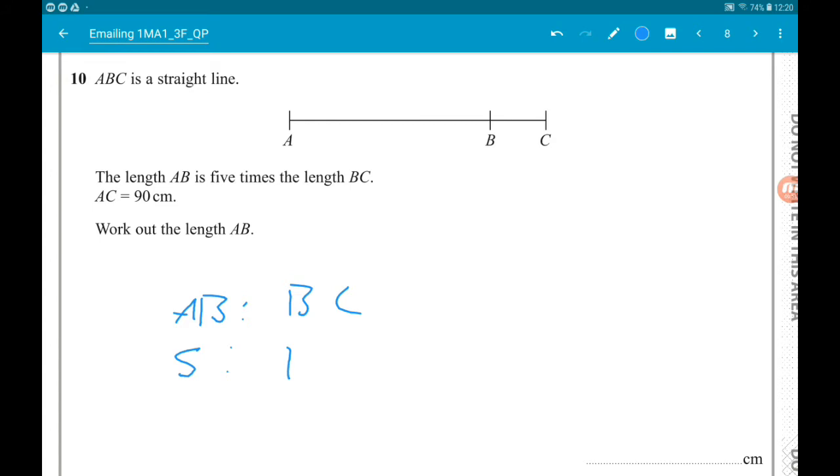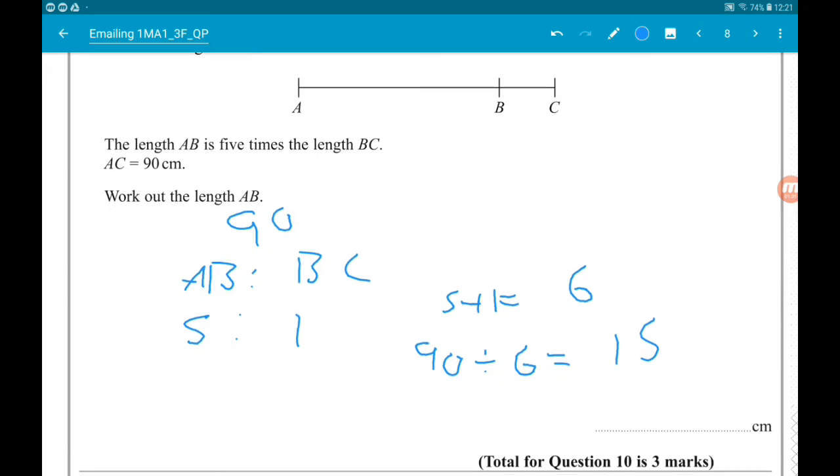So we need to split 90 in the ratio 5:1. So 5 and 1 is 6. So 1 lot of the ratio is worth 6. We then need to know how many lots of the ratio are in 90. So 90 divided by 6 is 15. So then AB is 5 times 15, which is 75, and it's centimetres.